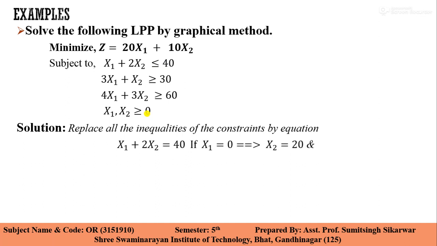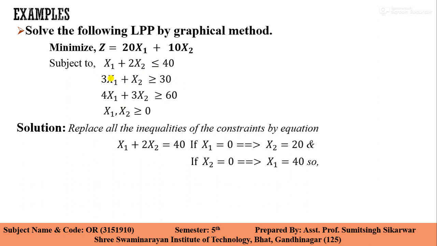Now put x1 equal to 0 in this equation. So we will have x2 equal to 40, and if you put x2 equal to 0, then you have the value of x1 equal to 40. Similarly, place x1 and x2 value 0 in all equations and find the coordinates.